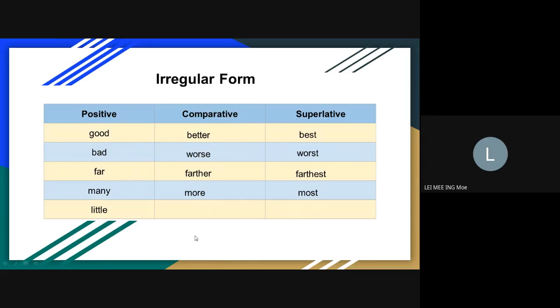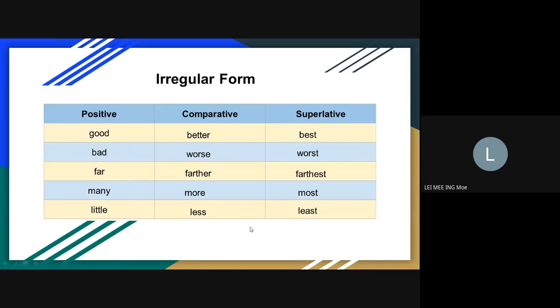The comparative form for little is less, and our superlative, least. Little, less, and least. That clear? So for irregular forms, you really need to memorize them since they don't follow the rules, the 5 rules that we went through just now. So you need to memorize them.